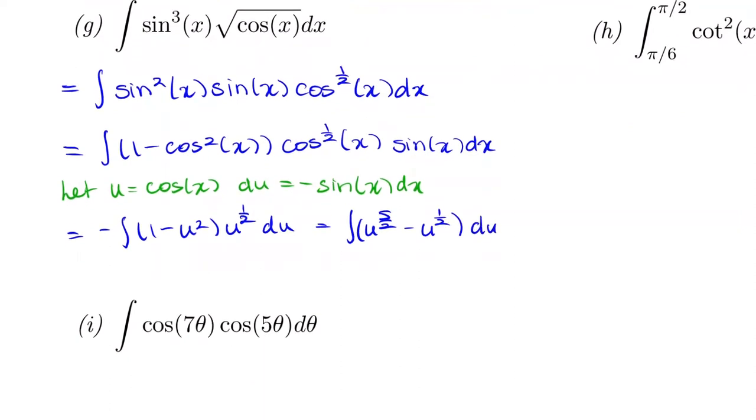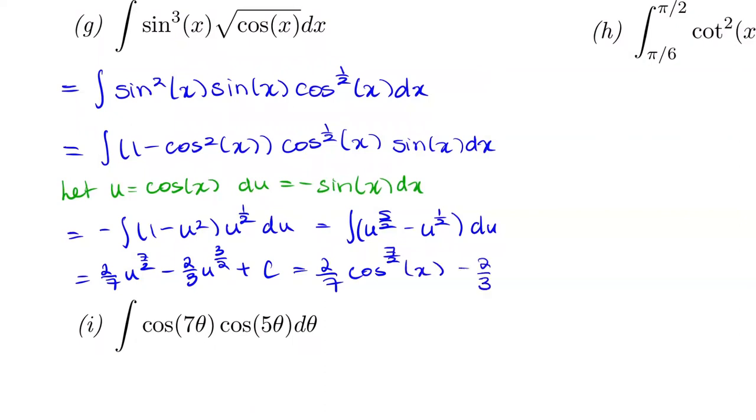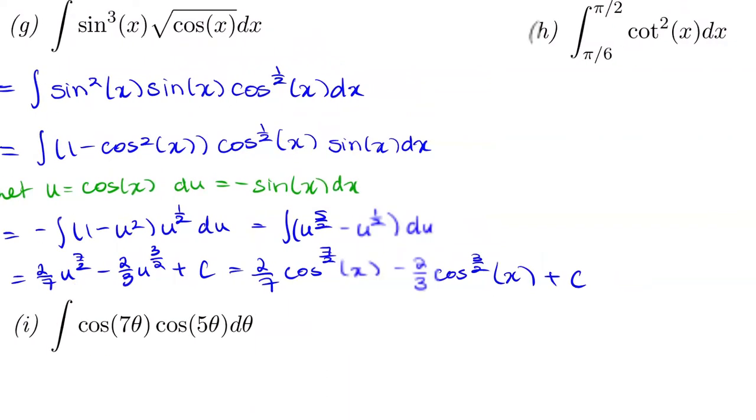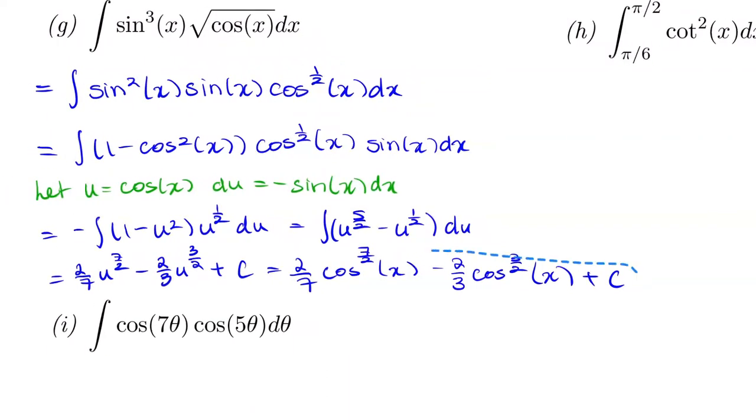And then evaluating these two, we would just have 2/7 u to the power 7/2 minus 2/3 u to the power 3/2 plus c. Undo the substitution: 2/7 cos to the power 7/2 of x minus 2/3 cos to the power 3/2 of x plus c. And that's all for this problem. Not too bad.